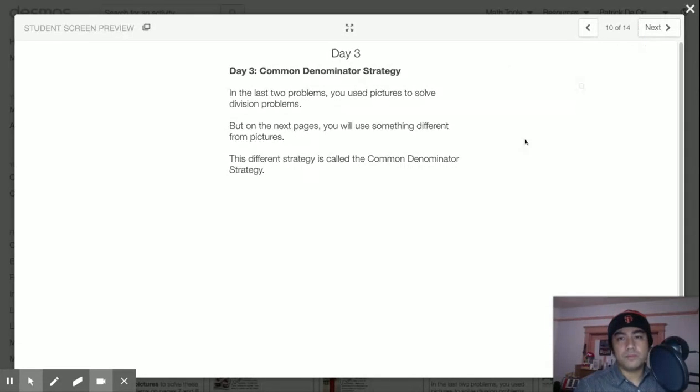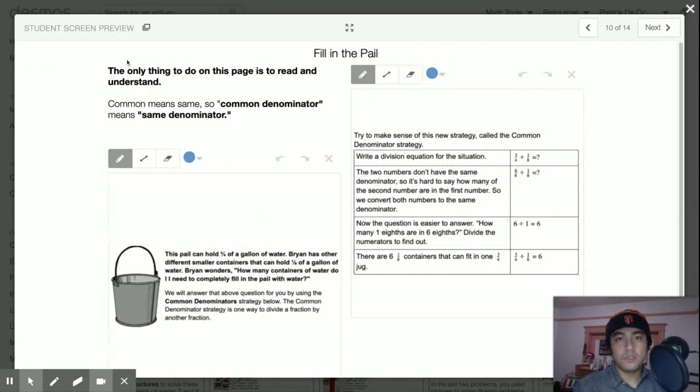Fill in the pail. The only thing to do on this page is to read and understand. So we're not doing anything really. However, if you want to underline stuff, you can, or circle. This pail can hold 3/4 of a gallon of water.